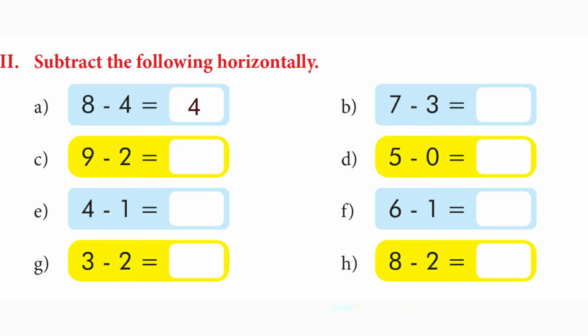So count 3 numbers backwards from 7. 7, 6, 5. How much is left? 4. So let's write down 4. In the same way, you go ahead and write down the rest of it also.